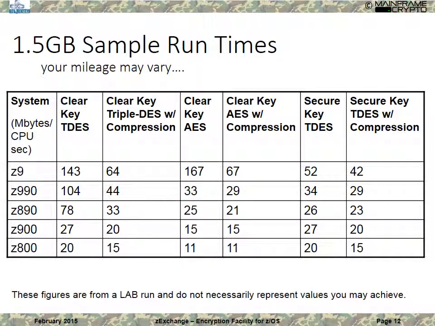So you could look at the amount of data. If you were doing dumps and you had X gig of file, you could calculate roughly how many CPU seconds it would take you. If you wanted to do clear key AES, you could do about 167 megabytes per CPU second. But if you turned on compression, it would drop to a little bit less than half of the throughput. Secure TDES, that work has to get routed out to the PCI card to get done, so your throughput drops pretty significantly. You could only do about 52 megabytes per second with secure TDES, and if you turn the compression on, it dropped to 42 megabytes.